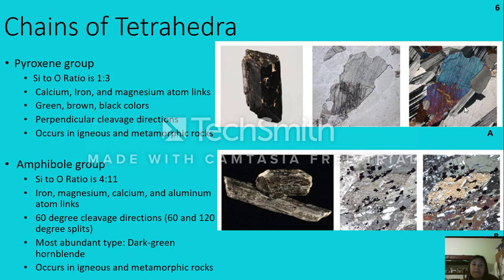So usually there is a split between silicate chains, causing systematic cleavage patterns shown by cleavage directions at approximately 60 and 120 degrees. They crystallize at lower temperatures than pyroxene, but still moderate to high temperatures. The most common example is dark green hornblende, occurrences mainly in igneous and metamorphic rocks.